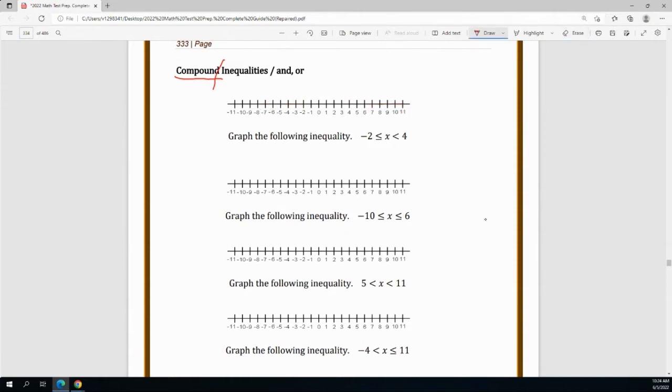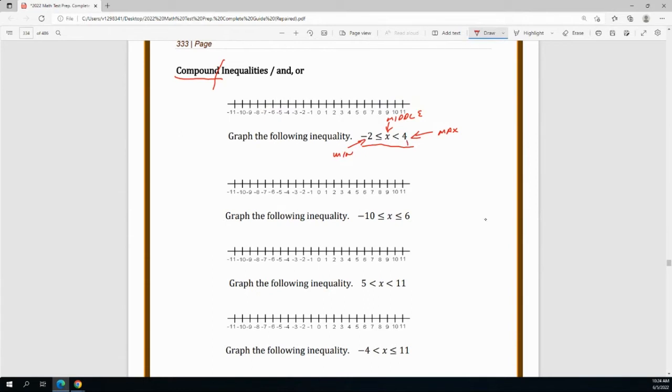Okay. So look at this. This is your inequality. Notice that the x is written in the middle. So what's to the right of it is the biggest number. That's usually called your maximum. The number to the left is called your minimum. And what we're going to do is we're going to go ahead and graph.